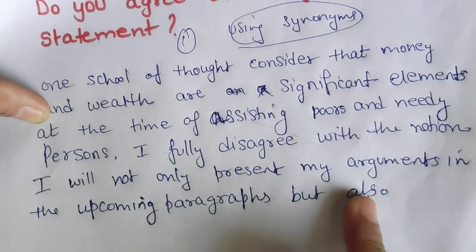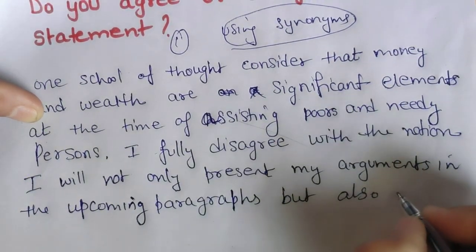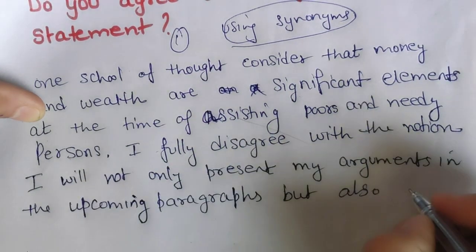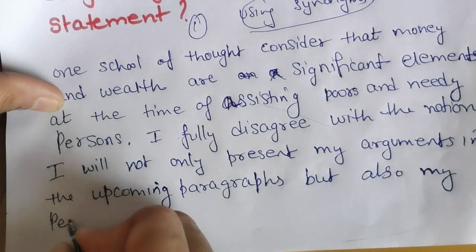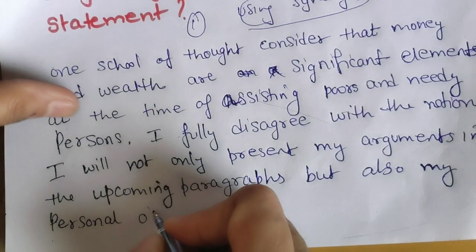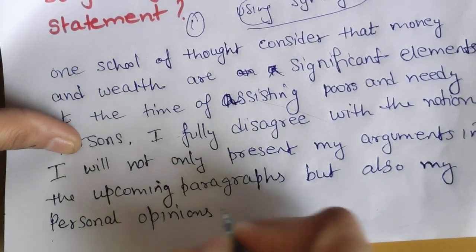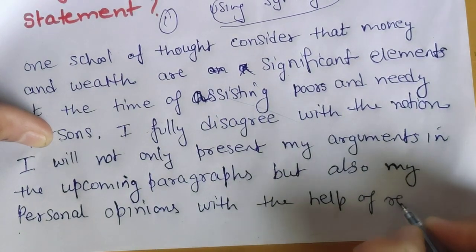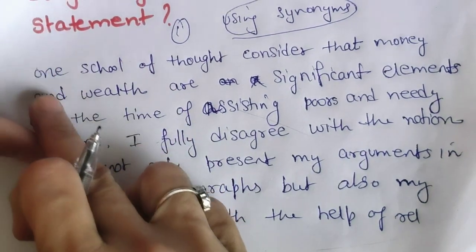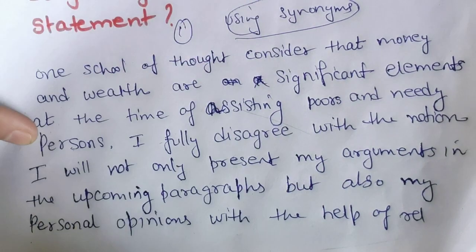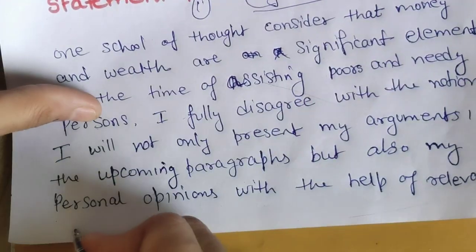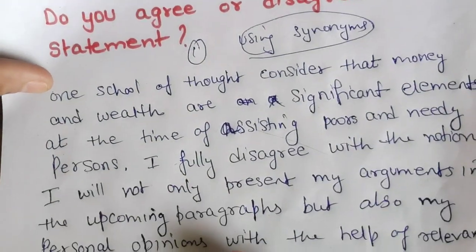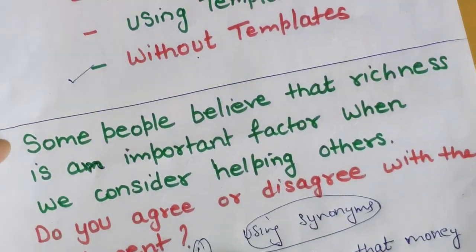This sentence structure is really important: will not only, but also. Present we have written over here, but also my personal opinions with the help of relevant illustrations. So this language is template kind of language, but here for the question statement we have done paraphrasing with the help of synonyms. So this is your first kind of introduction. Any method you learn, you should write it without errors. Okay, so now come to the second type of method.